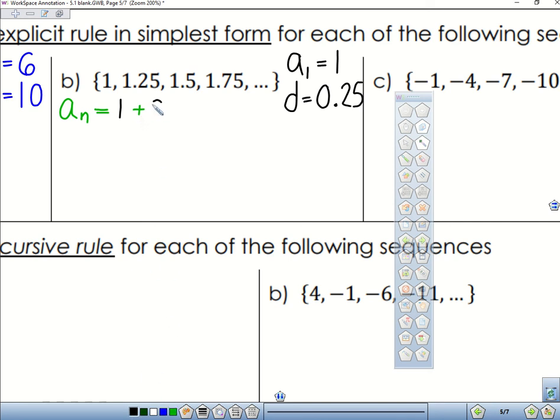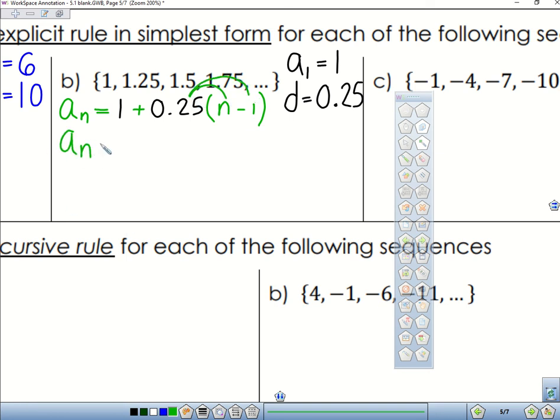So I'm just putting in different colors for the parts that we're changing in the formula, just to show you what we're applying to the formula. So this is the explicit formula, but it's not in simplest form. So in order to obtain simplest form, we would distribute here.